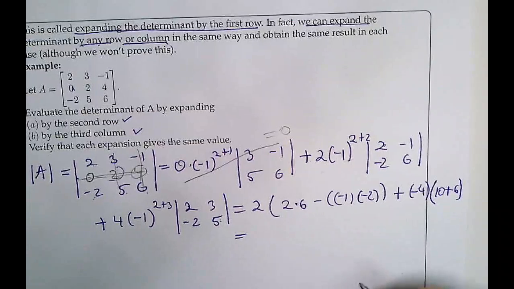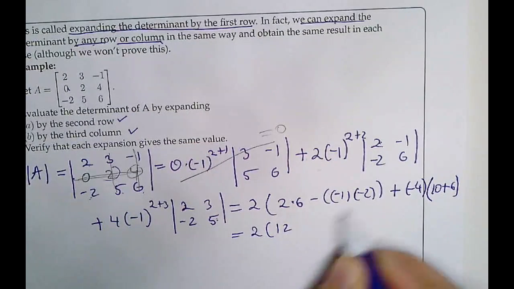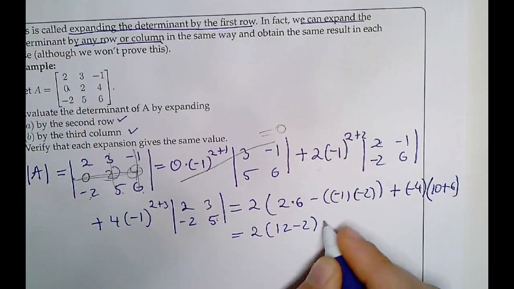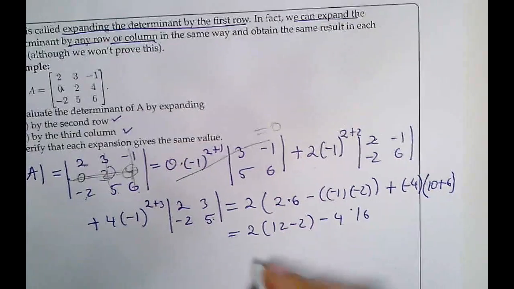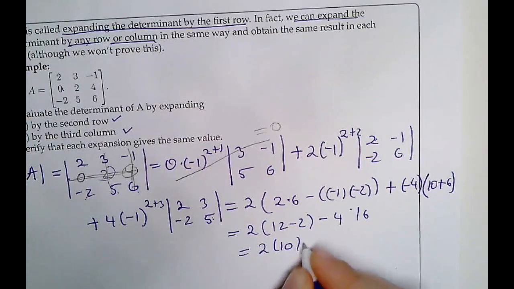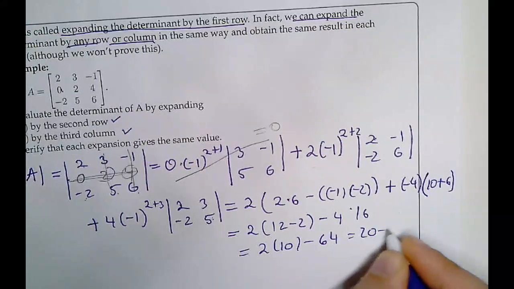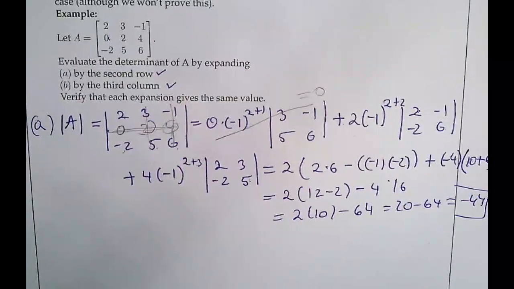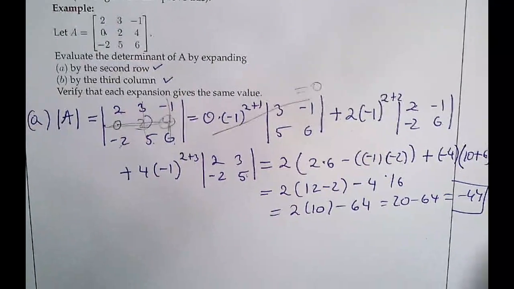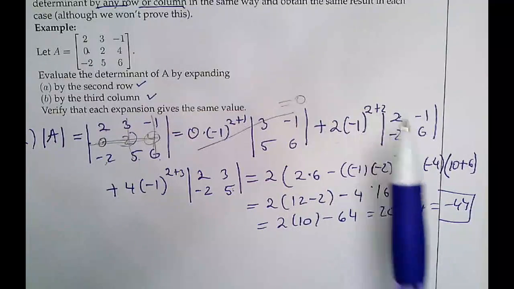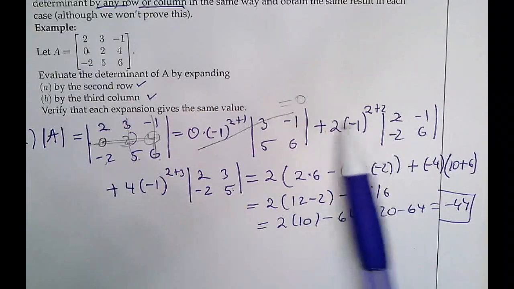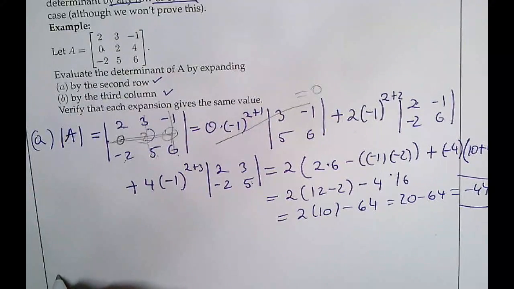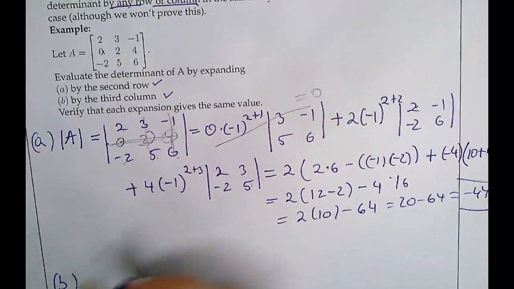So then this will give us 2 times 12 minus, a plus, but a minus in between, so minus 4 times 16. So 2 times 10 minus 64, that's 20 minus 64, negative 44. So expanding by the second row, it came down to finding these two cofactors multiplied by the respective entry in row 2. So now let's see, expanding by the third column.